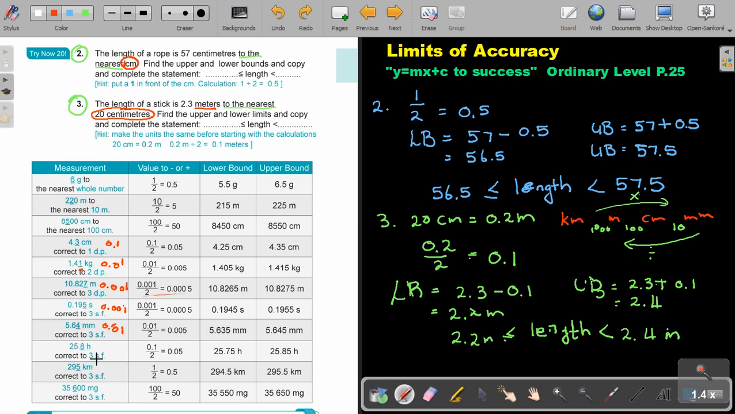And then correct to three significant figures. 2 is your first, 5 is your second, 8 is your third. Underline. Put a 1 in that position. You don't have to say 0, 0 point, it's only one 0 in front of the point. And then put a 1. So it's 0.1 divided by 2.